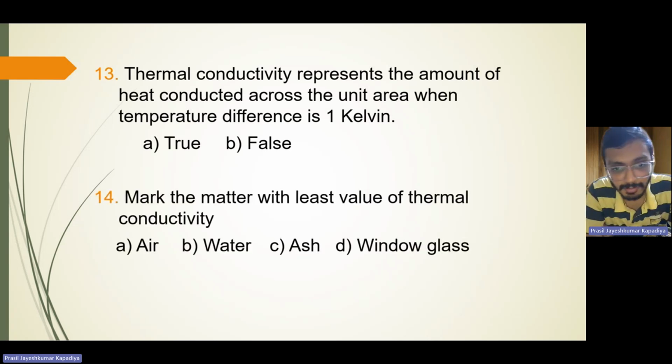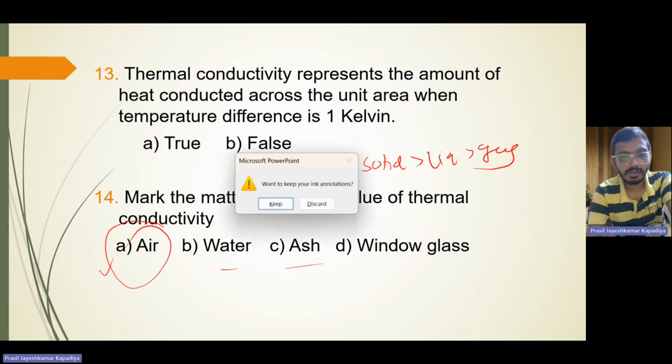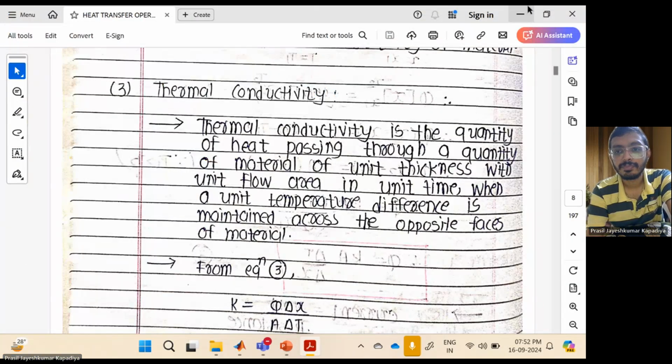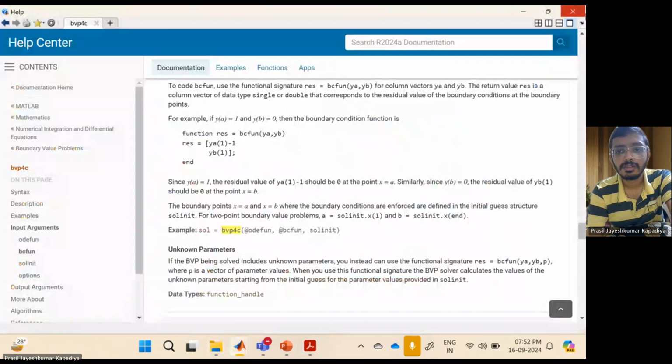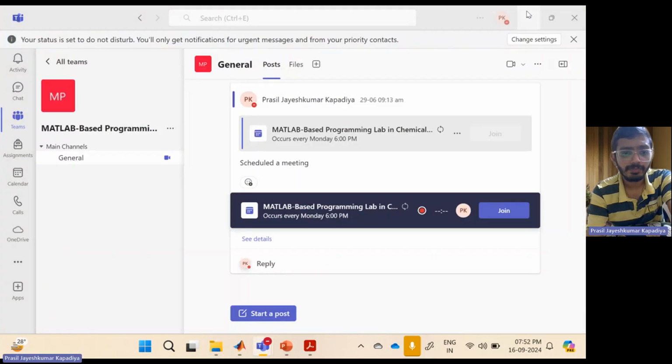My 14th question, mark the matter with the least value of thermal conductivity. So from our common sense, what should be the value? Generally highest thermal conductivity is with solids, then liquids, and then gases. So here solids, liquids, and this is gas. So this should be with least thermal conductivity. We can also check the value of thermal conductivity. Let me just check it.